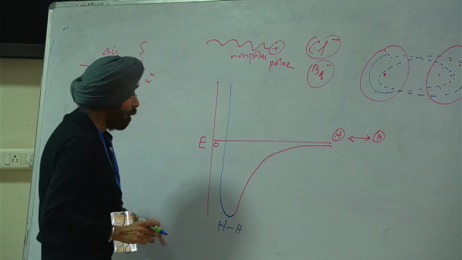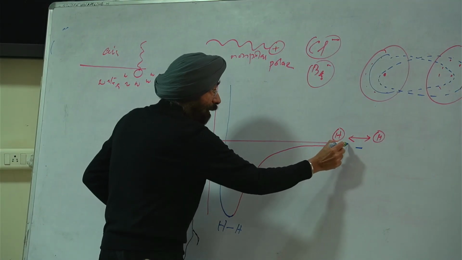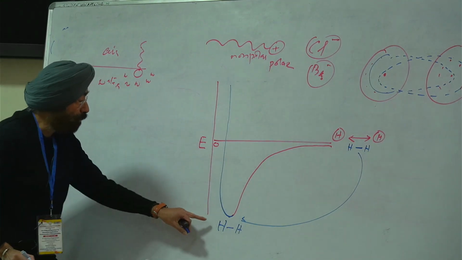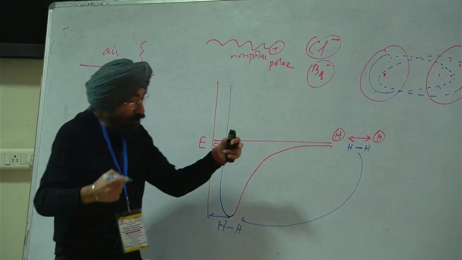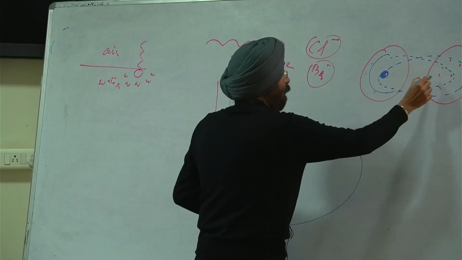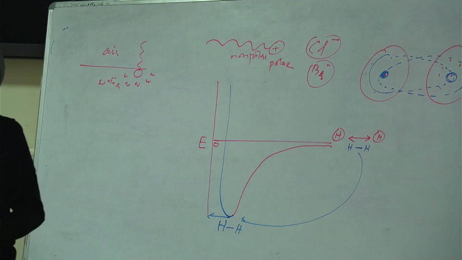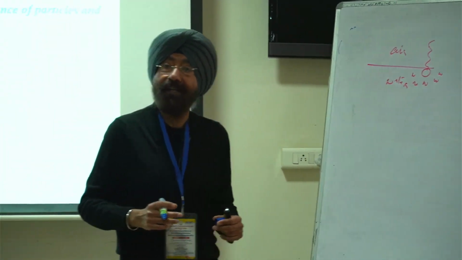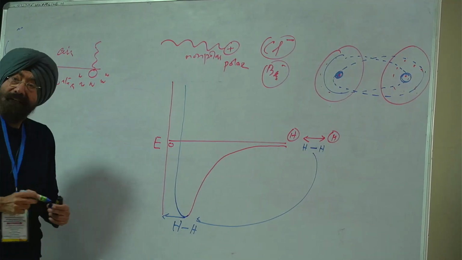Now what happens beyond that? We are decreasing the distance. This is the distance that gives you the minimum potential energy. But what happens beyond that? When we further decrease the distance, this nucleus starts sensing the presence of the other nucleus. You got my point? And then the repulsive interactions set in. As soon as the repulsive interactions set in, the system gets destabilized and potential energy instantaneously increases.